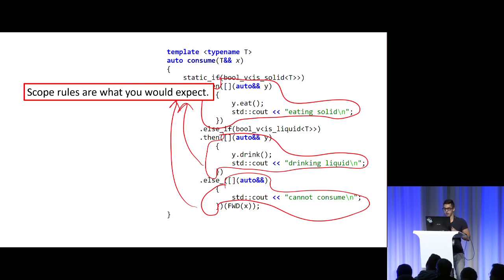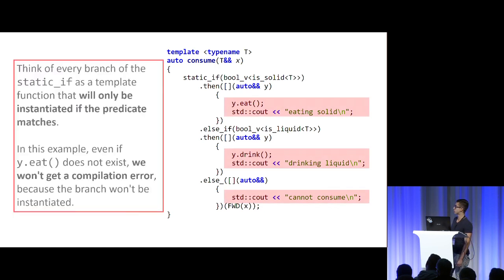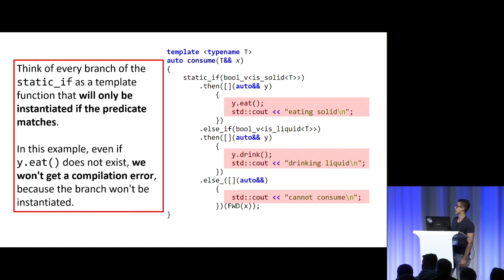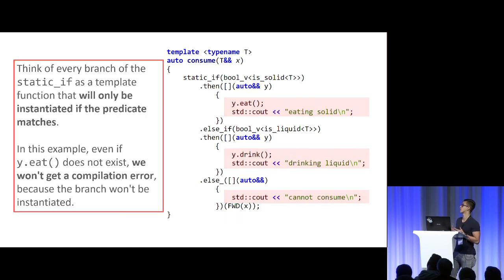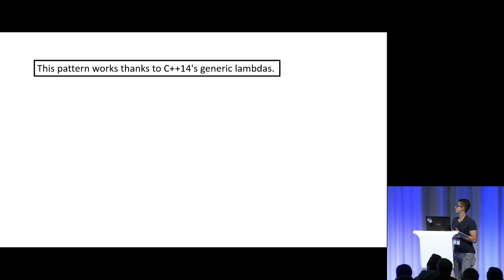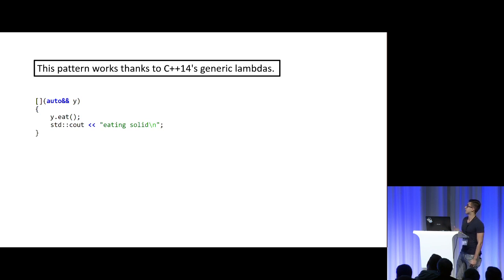So what's happening here? We have these branches, and the scope rules are what you would expect. As these are just regular lambdas, there is no escaping of naming, so there's no way you can implement something as static if in D. And you have to think of every branch of the static if as a template function that will only be instantiated if the predicate matches. So in this example, even if y, the method each of y does not exist, we won't get a compilation error because the branch won't be instantiated. So as you can see, you can try calling methods that do not exist on the current object as long as the code inside the lambda is valid C++ syntax.